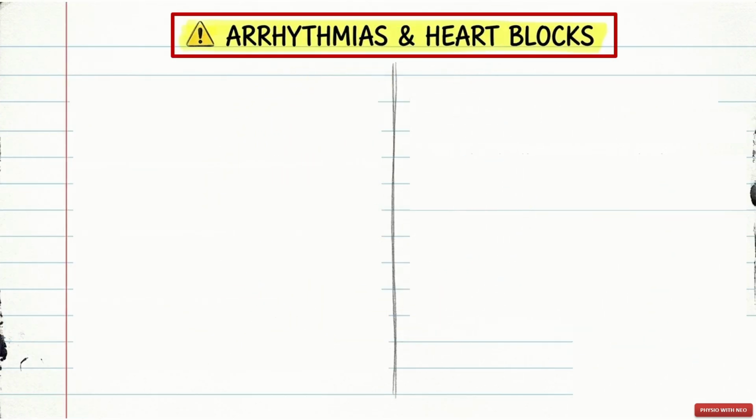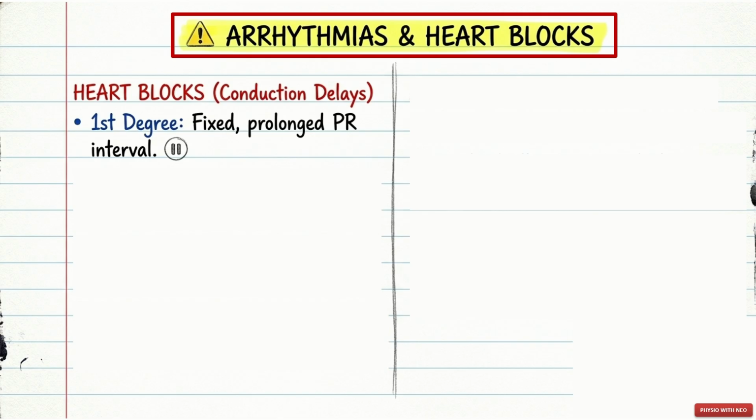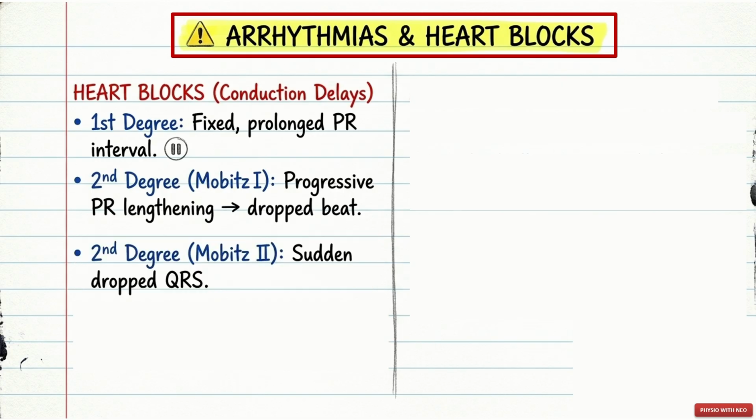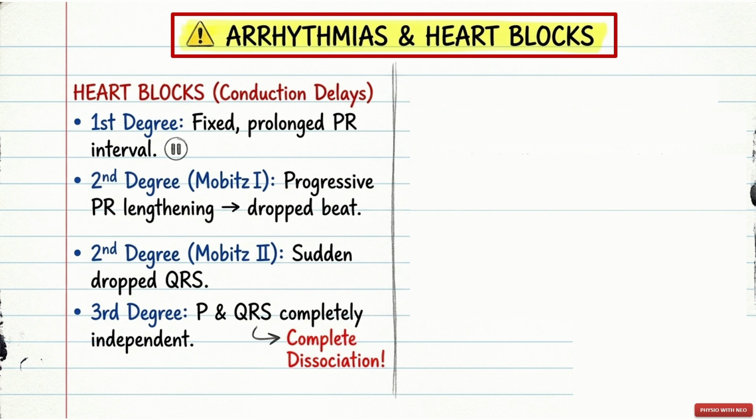Now the arrhythmias and heart blocks. Heart blocks are conduction delays. They show 3 degrees. First degree, there is prolonged PR interval. Second degree, type 1, progressive PR lengthening. And in type 2, there are sudden dropped QRS complexes. And third degree, there is complete dissociation between P and QRS complexes.